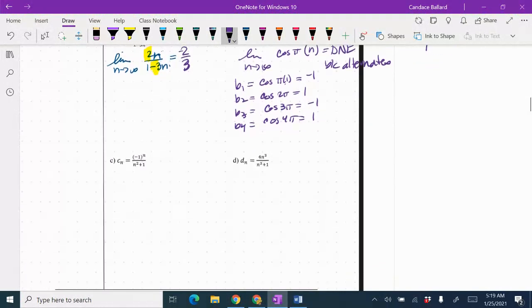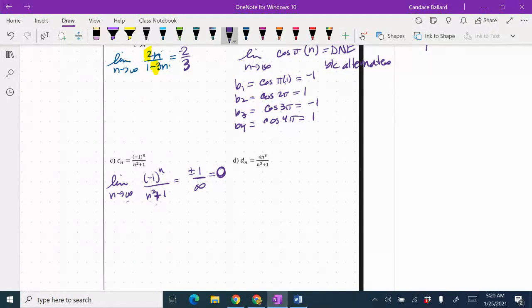All right, looking at C, I'm going to find the limit as n approaches infinity of negative 1 to the n over n squared plus 1. We talked about earlier that this negative 1 to the n means that the sign is going to alternate between positive and negative 1. If I think about plugging infinity into the denominator, I'd have infinity squared plus 1, which is just infinity. So either plus or minus 1, doesn't matter which one, divided by infinity is still going to be 0. So this is equal to 0.